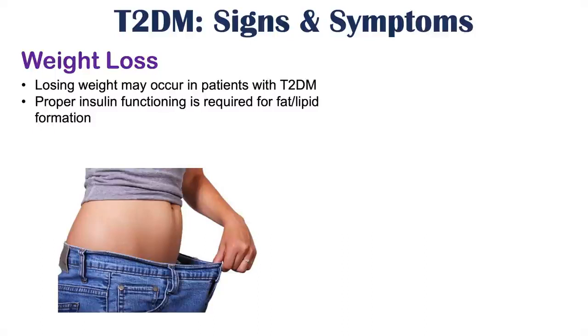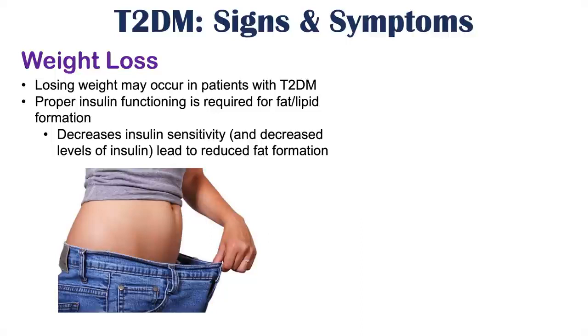So this is one of the reasons why weight loss can occur in some patients with type 2 diabetes. And this is why some patients who are diabetic, once they start taking insulin, they can actually gain weight. So this can be a reason why. So again, because of that decreased insulin sensitivity and decreased levels of insulin, which can occur in type 2 diabetes as well, this can lead to reduced fat formation.